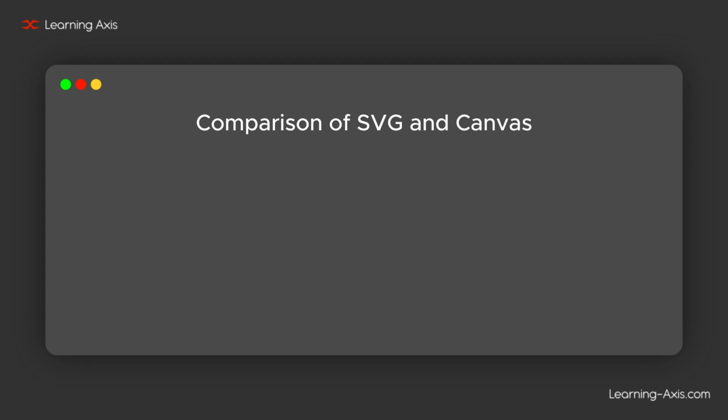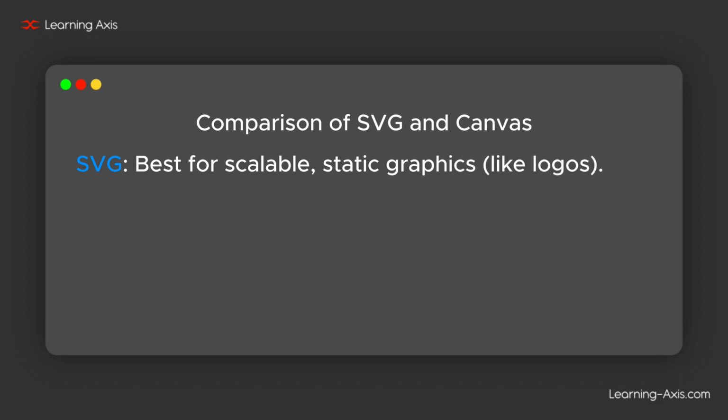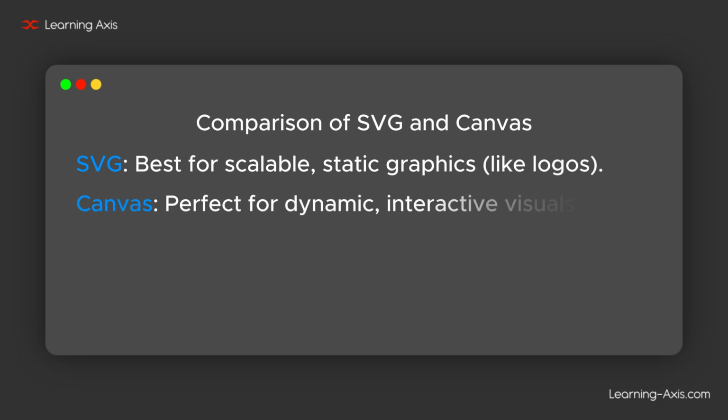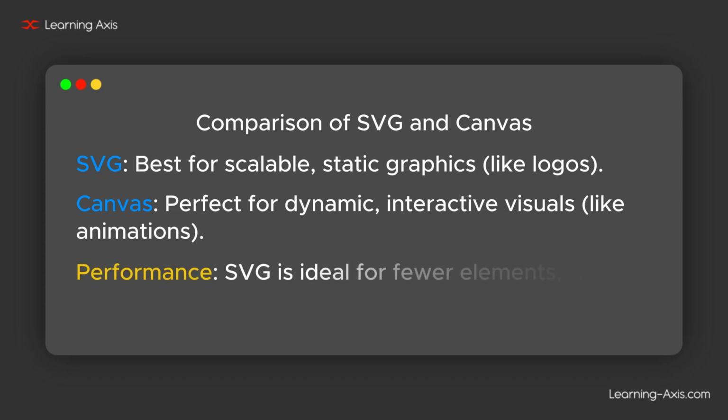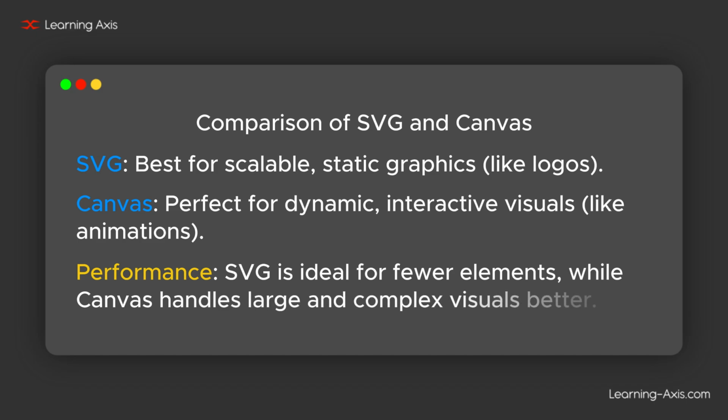Let's see a comparison of SVG and canvas. SVG, best for scalable, static graphics like logos. Canvas, perfect for dynamic, interactive visuals like animations. Performance: SVG is ideal for fewer elements, while Canvas handles large and complex visuals better.